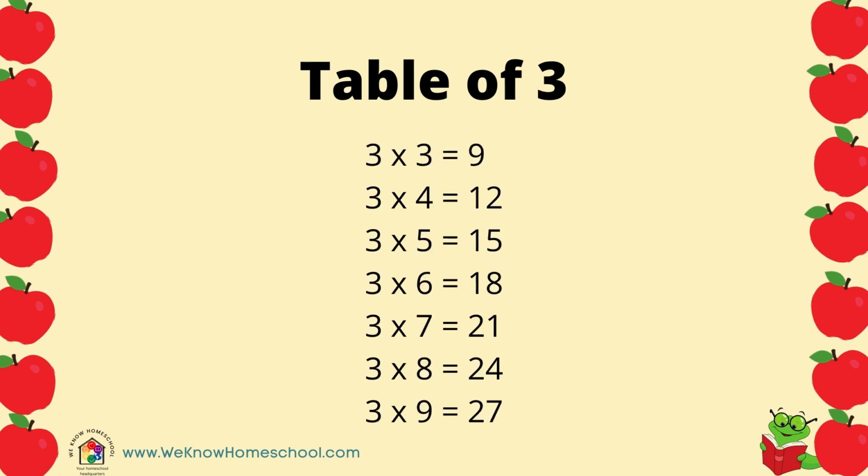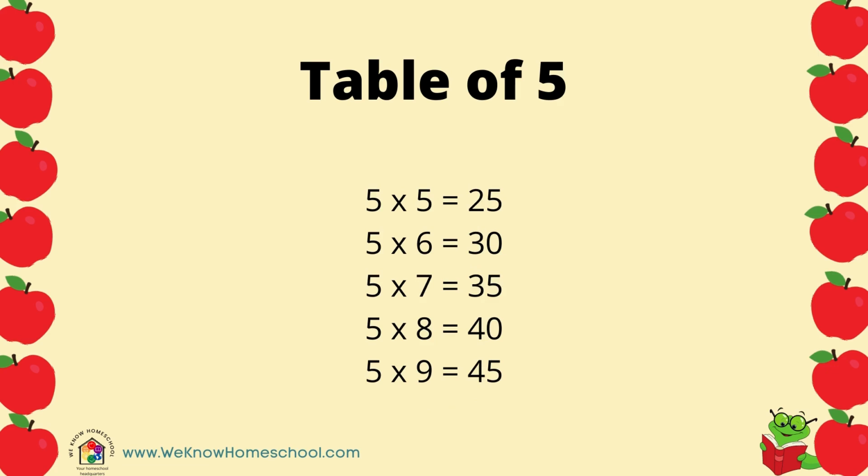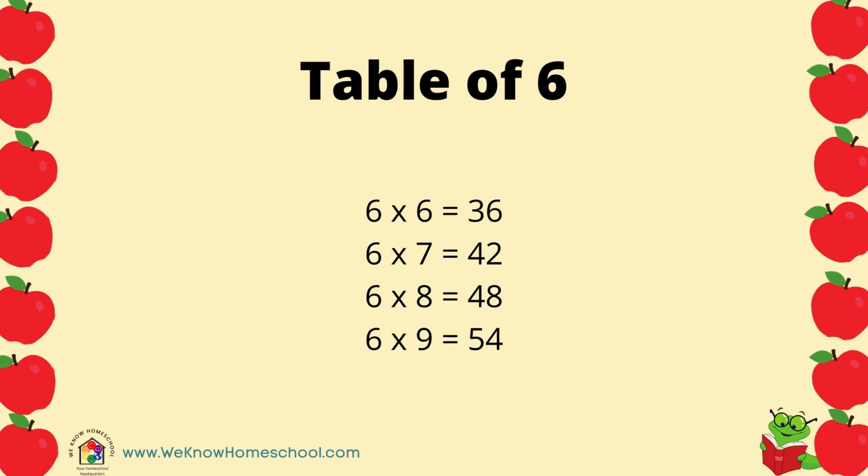Here you have the combinations for the table of 3. You probably already noticed that every time we go up a number on the tables, you have to memorize less combinations. Here's the table of 4. Here you have the table of 5 and the table of 6.